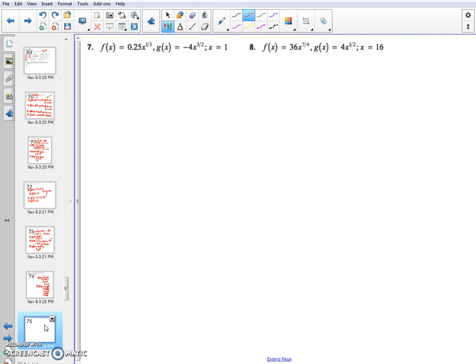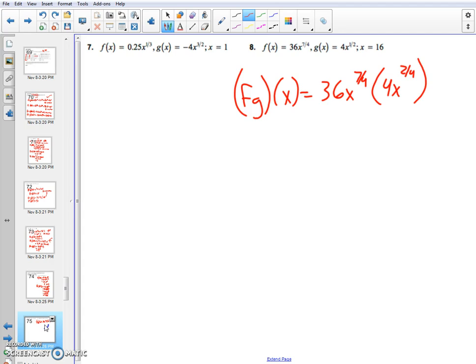All right, the last one we're going to do here is number 8. So same idea, just the multiplying pieces. So f times g of x equals 36x to the 7/4 times 4x to the, now I'm going to change that 1/2 to be 2/4. So it's still equivalent, except I now have a common denominator with my fractions there.